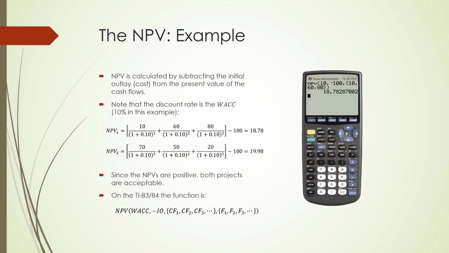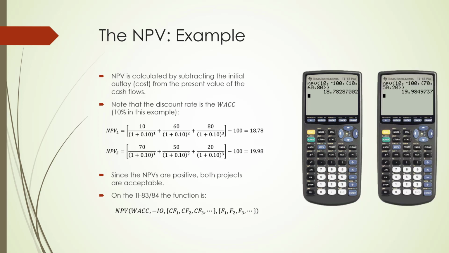Now, on your calculator, here you see the NPV function again. Remember, that's number 7 in the finance list. And you can see we give it our cost of capital, that's 10, comma, negative 100, comma, and then I create a list inside the calculator. That's what the curly braces do, so that you don't have to create a list separately. And in those curly braces, I simply put 10, 60, 80. Close out the curly braces, close out the parentheses, and I get 18.78, which is exactly the same as what I got from the formula.